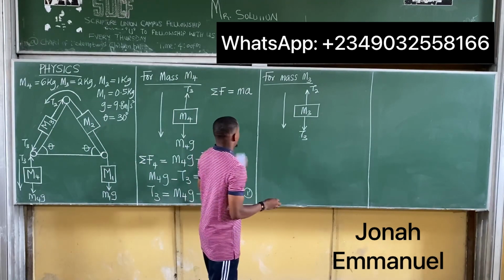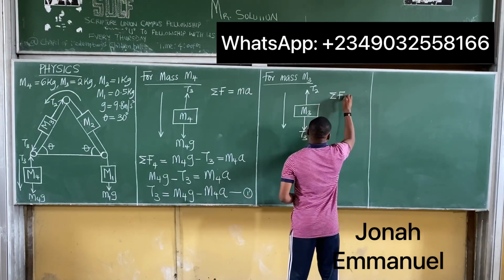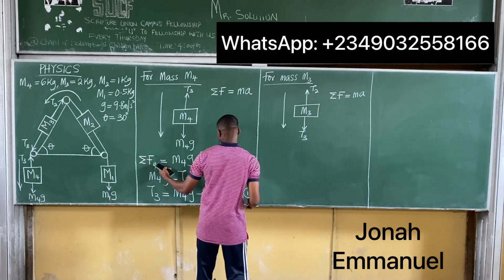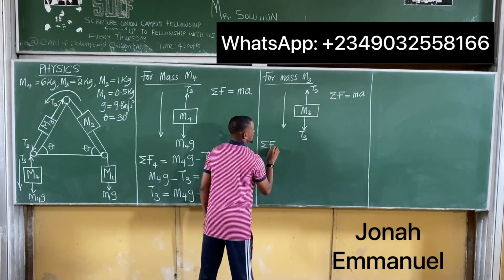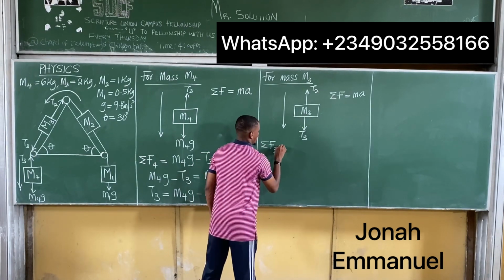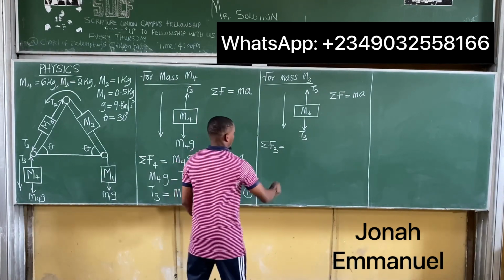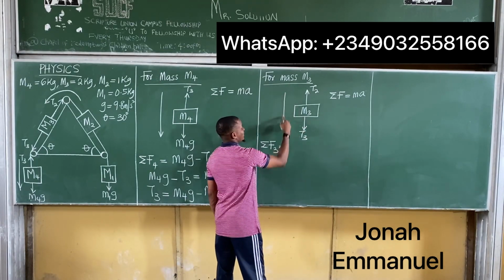All right, with the same concept as this, we'll say the summation of forces is equal to MA. So from this, I'm having that the summation of the forces on mass 3 is equal to, this is coming downwards and this is coming down in the same direction as this.